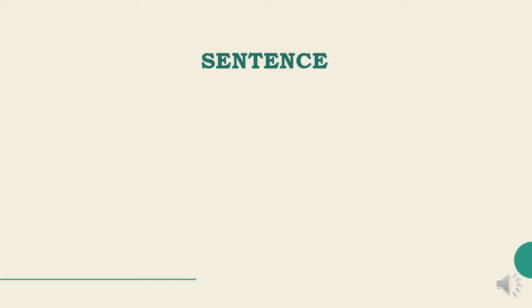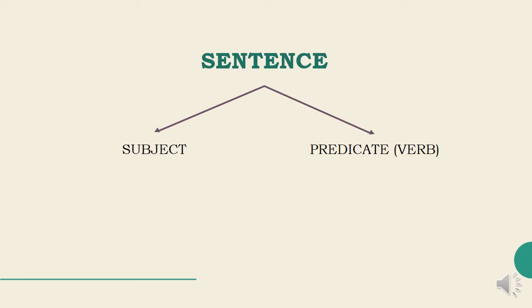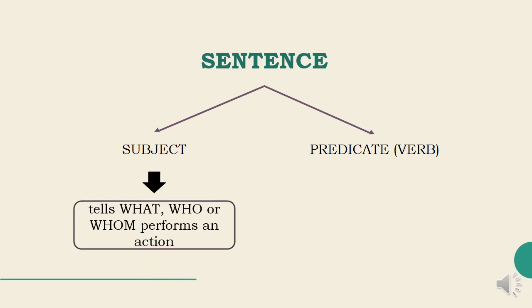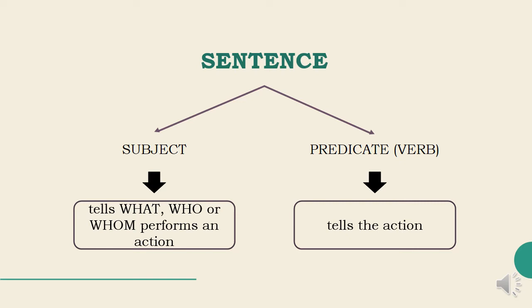Moving on to another subtopic, that is about sentence. A good sentence should consist at least of a subject and a predicate. Subject tells what, who, or whom performs an action, while predicate tells the action. So remember, a good sentence consists of at least a subject and a predicate or a verb.